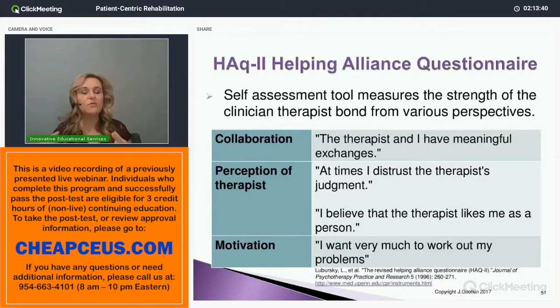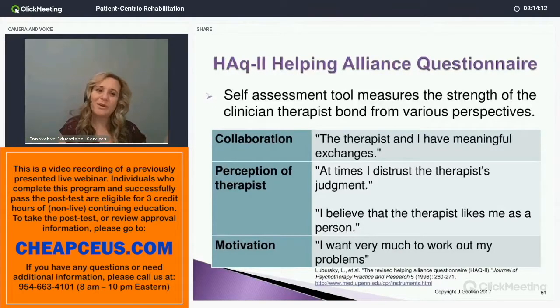There's a short form and a long form version, so either 19 or 10 questions that the patient is going to answer. It hits on all different perspectives, again with that Likert scale, so they're strongly agreeing or strongly disagreeing. And it's going to look at aspects of this bond. So you're going to consider things like, I feel like I am working together with my therapist. I believe that the therapist likes me as a person. So the patient is going to complete that and then give you some feedback.